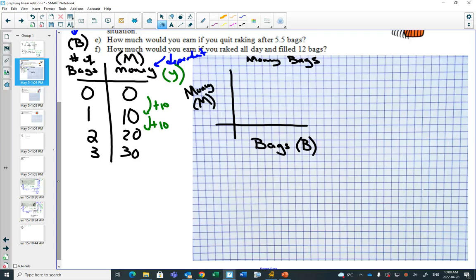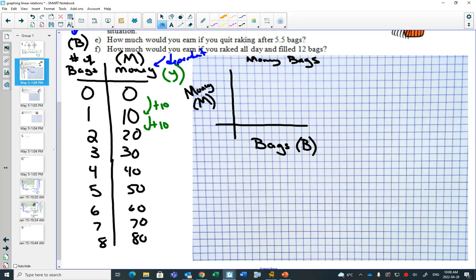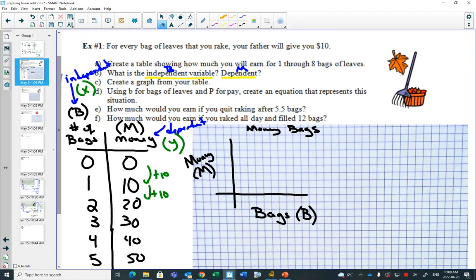So we only went up to 3. 4 would be 40. 5 would be 50. 6? Yes. Awesome. We have to go up to 8. It just says create the table going 1 through 8 bags. I guess we didn't need 0, but I like the story of starting off with 0 because, hey, do we remember what the 0 stood for? The y-intercept. Okay.